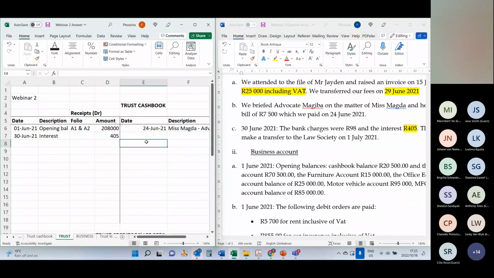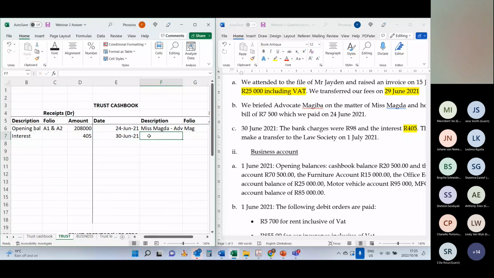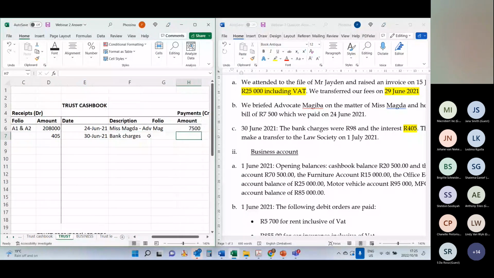And then the bank charges, yes, now we are paying the bank. So on the payment side we record the bank charges. And how much is that? 98, just like that. And then you also need to do the double entry. Because our interest is more than bank charges, the net effect is that we are going to pay it over to the LPFF.